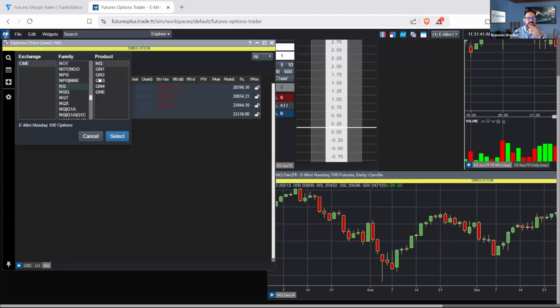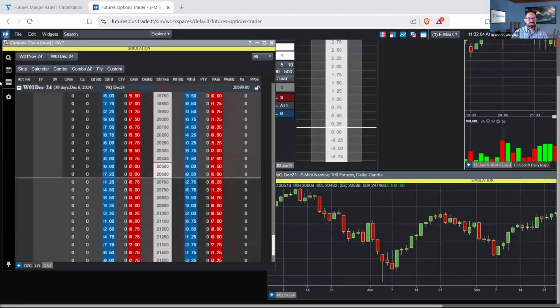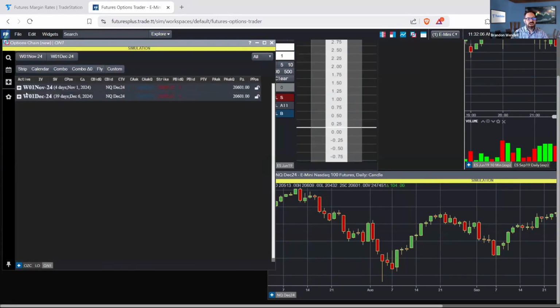But if I go here again and click on QE, those are end of month options, or QN1, weekly options expiring in the first week, second week, third week, fourth week. So if you wanted to trade the NASDAQ weekly options, you can click that and load. You can see right now I have week 1, November 24, that expires in 4 days, and that's on the December contract. Or I could trade the December first week expiration, and I can add in additional as well.